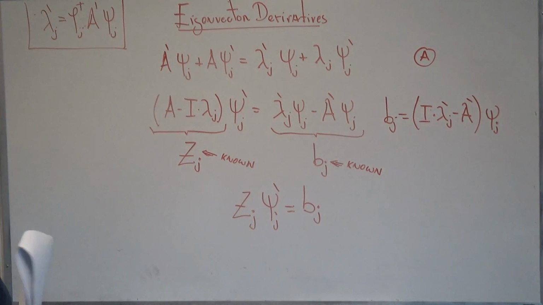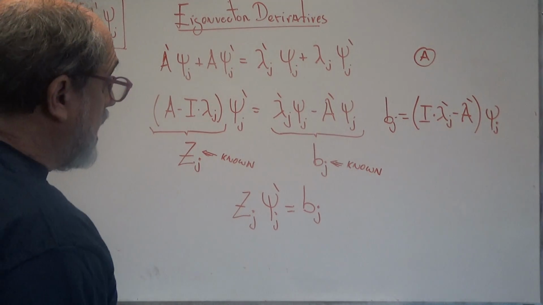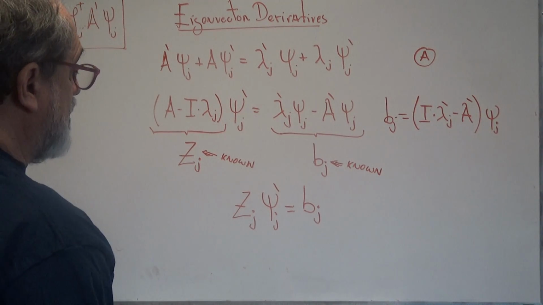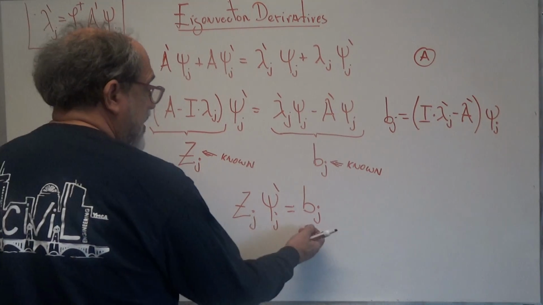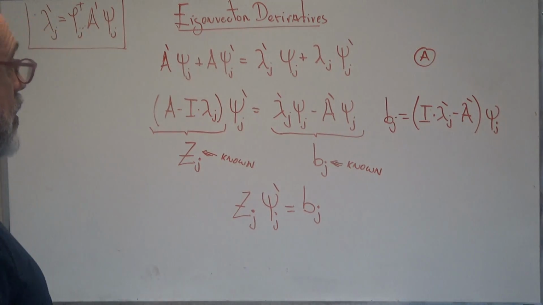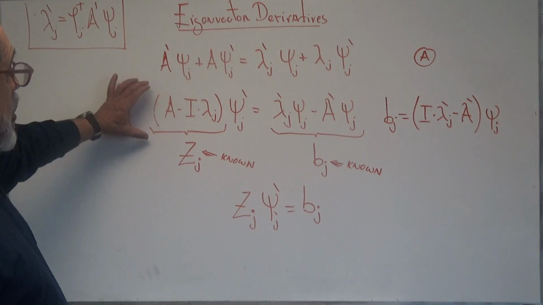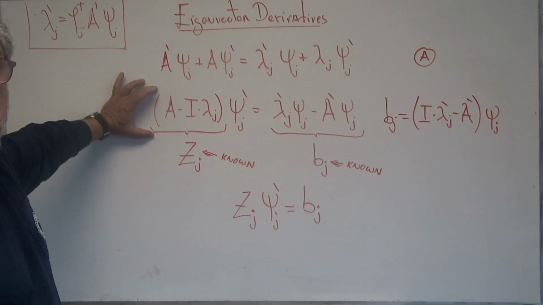Okay? Now, you would say, so what's the big deal then? That's it. Just solve for phi j prime. Okay? How would you solve for phi j prime? Well, you might think just invert Zj. But no, you can't invert Zj. Why? Because if you look at this matrix, it is rank deficient, right?